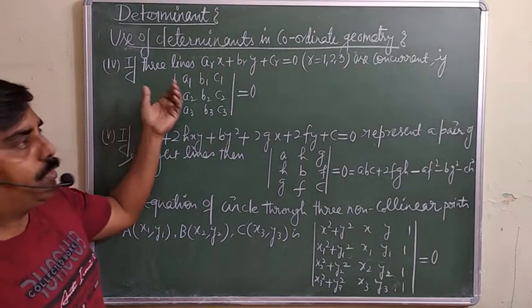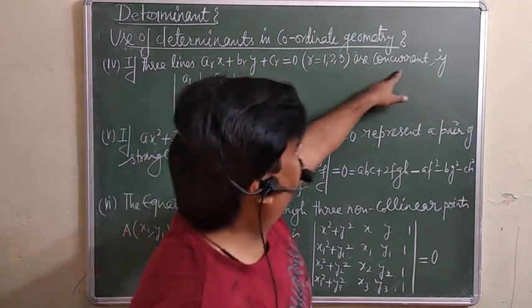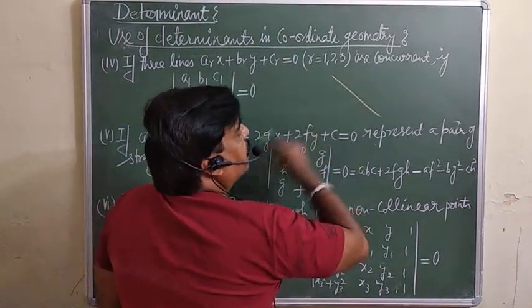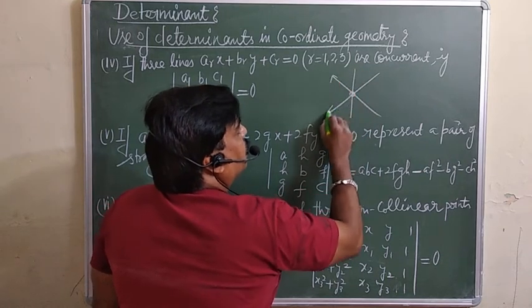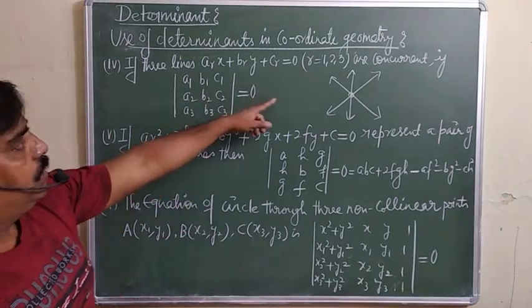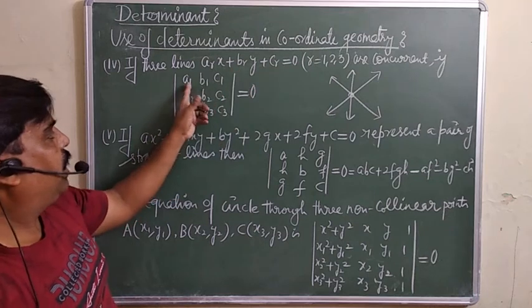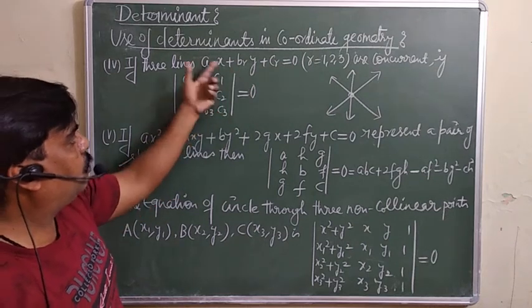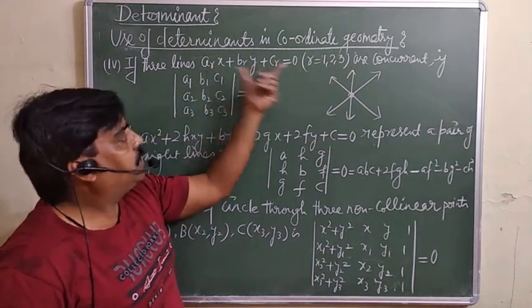Okay, the fourth one is there. The three lines are given, will they be concurrent or not? Means the equations of the 3 lines are given. We want to check whether they are passing through the same point or not, means whether they are concurrent or not. So with the help of the determinant we can check. You are supposed to take just the coefficients: A1, B1, C1, A2, B2, C2, A3, B3, C3. Solve this one, and if the determinant comes equal to 0, you can say these lines are passing through the same point.